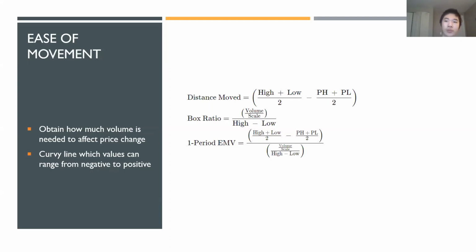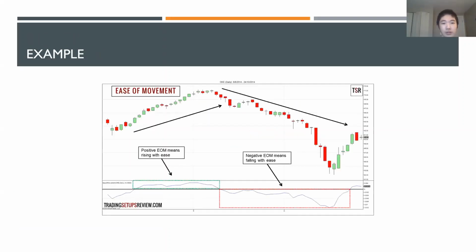So what makes it positive or negative? The main factor that causes it would be the distance moved. It's either the previous change is higher than the current change. If we look back again at the chart, positive ease of movement means rising with ease. So for the first area of the chart, we see that the ease of movement is positive and it's rising with ease, meaning the volume is low, but the range is quite high, and the change of price for current is higher than the previous one.